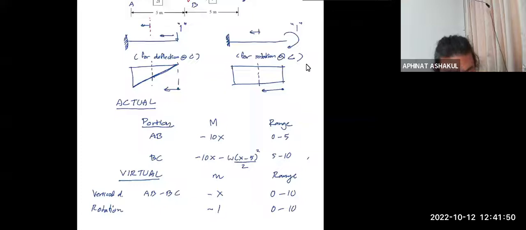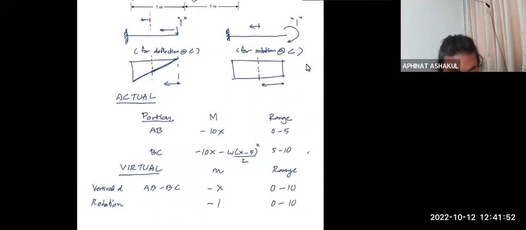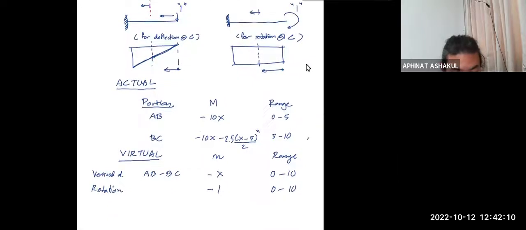Oh no, nobody told me, this is not W anymore, right? This is 2.5. We have the value for the uniform load, it's 2.5. So now we have the big M, we have the small m. It's time to assemble our equation.